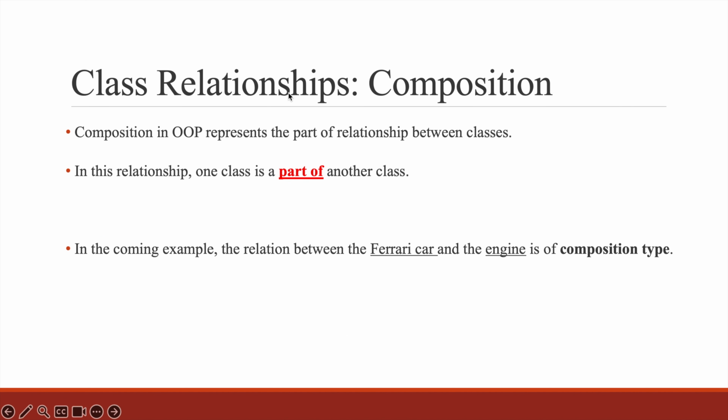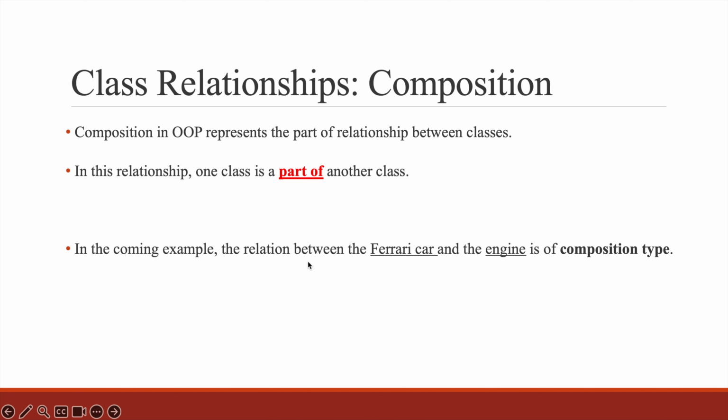Another type of class relationships is composition. And composition in OOP represents the part of relationship between classes. So if I have two classes, one class is part of another class. So for example, a car and an engine. An engine is a part of a car. And another example, a book and a chapter. A chapter is a part of a book. So we can define these two classes such that one of them is part of the other.